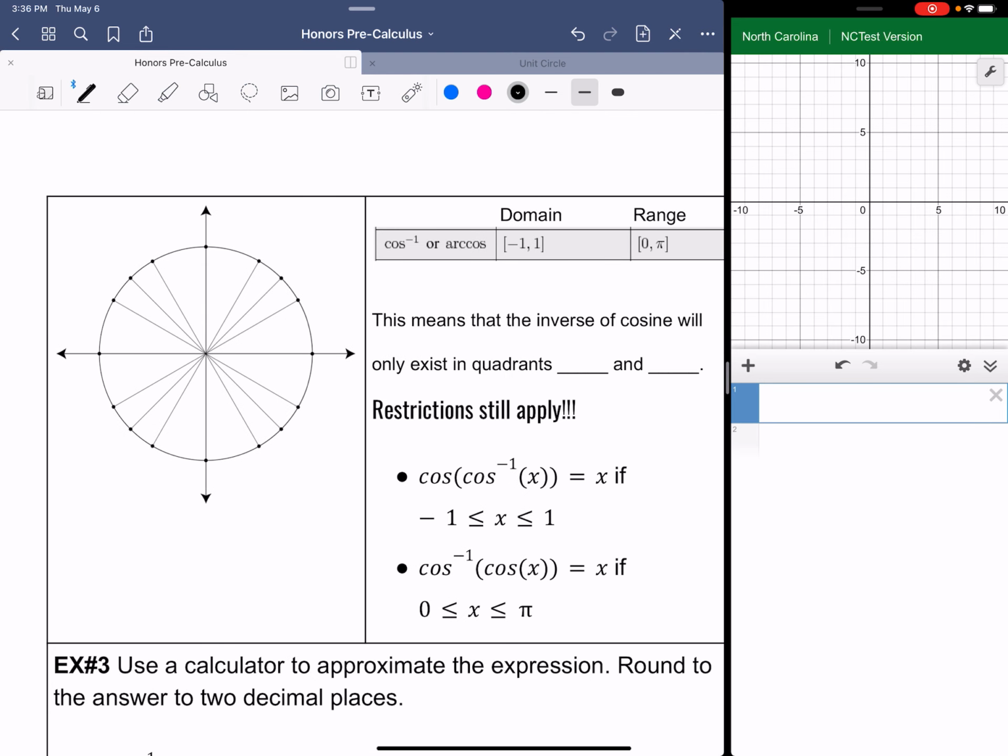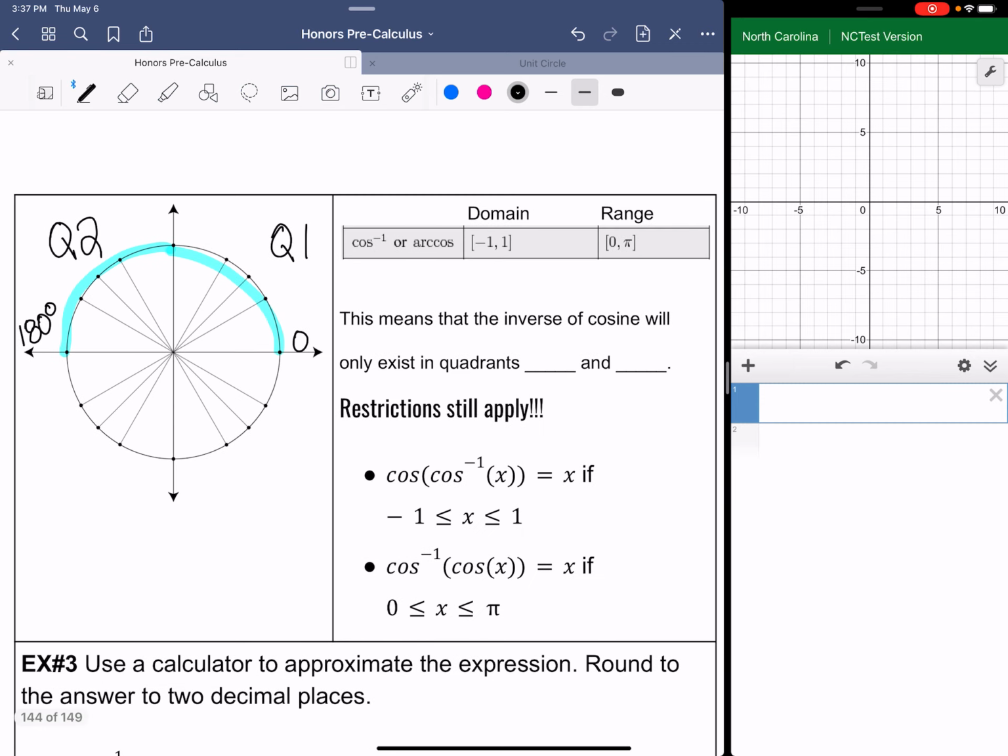So again, with our properties, we are going to focus cosine on quadrants 1 and 2. So we're going to focus on Q1 and Q2. That means that we're going to go between 0 and 180 degrees for cosine. So when we flip them around, our domain has to fall between -1 and 1, but our range has to be between 0 and pi. So again, those restrictions apply.